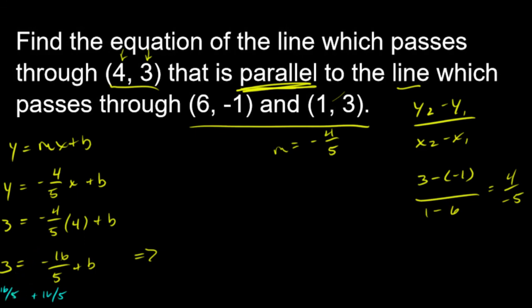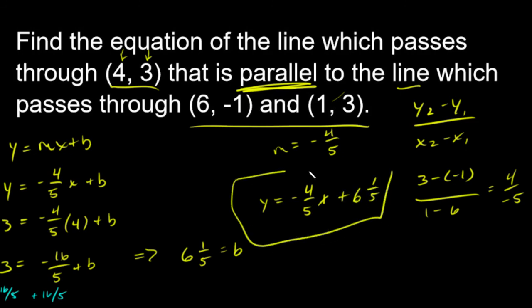Okay, and then you're going to get 6 and 1/5 equals b, or 31/5. All right, so then y equals -4/5 x plus 6 and 1/5. That's fine.